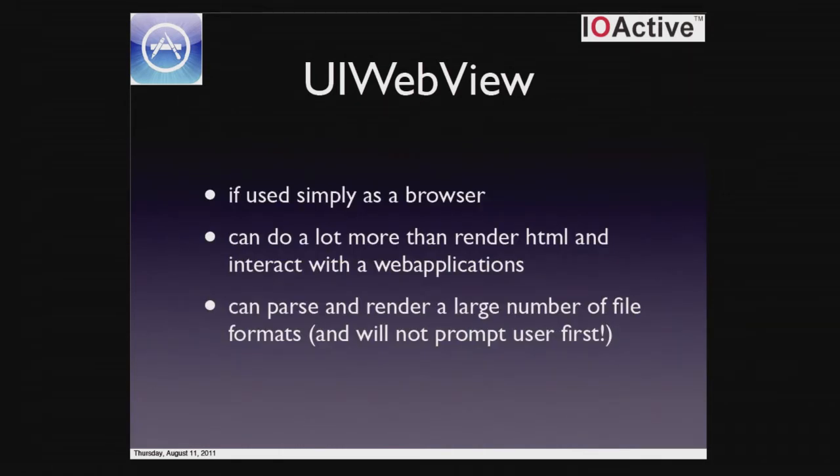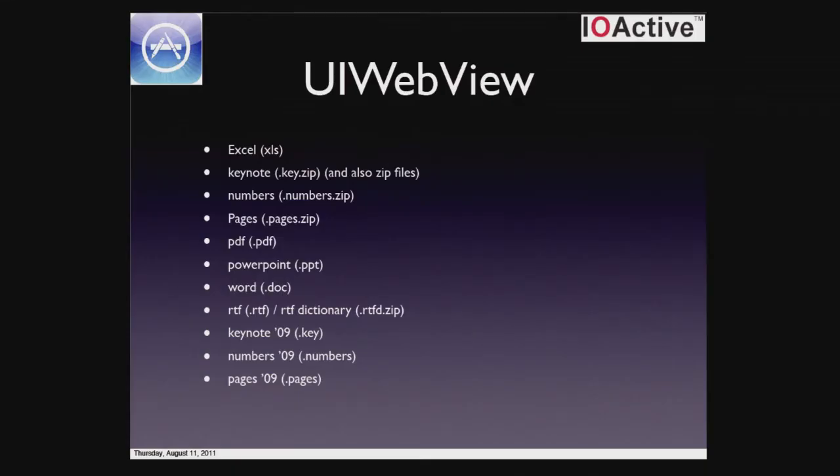If it's used simply as a browser, things aren't quite this bad, but they're not that good either. Turns out that the WebViews, or the browser on Safari, is quite powerful, and it can render a lot more than just HTML. It can parse a very large number of file formats, specifically Excel, Keynote, Numbers, Pages, PDF, PowerPoint, Word, RTF, Zip, and different versions of Keynote, Numbers, and Pages. That's quite a long list, and these are file formats which are incredibly hard to parse. I've never seen anybody make an Excel parser which didn't have at least one heap overflow, right? So these parsers are not to be trusted.